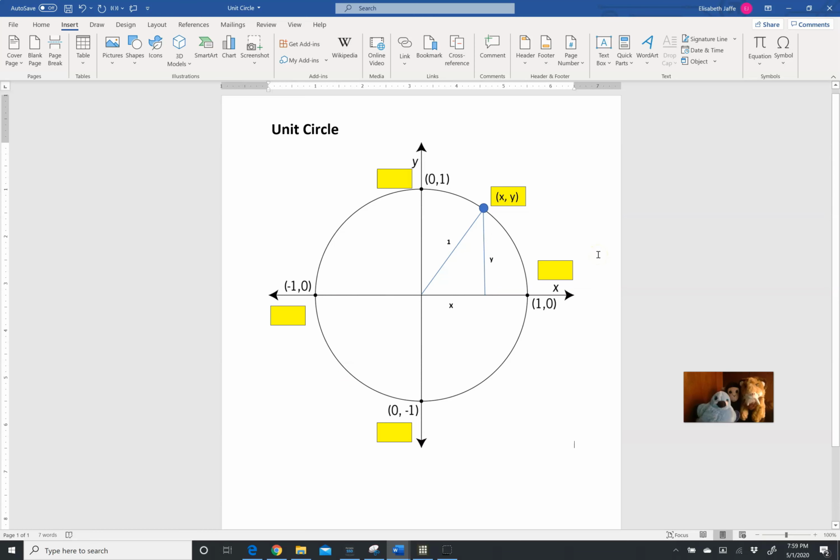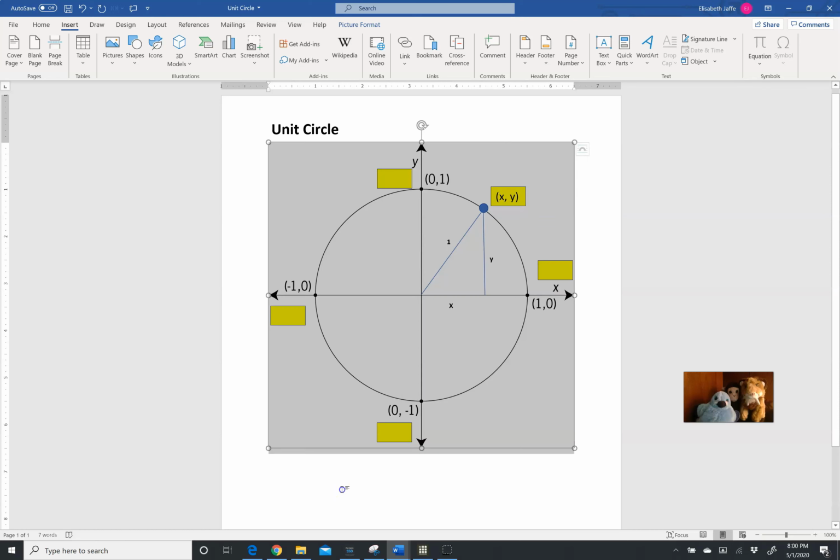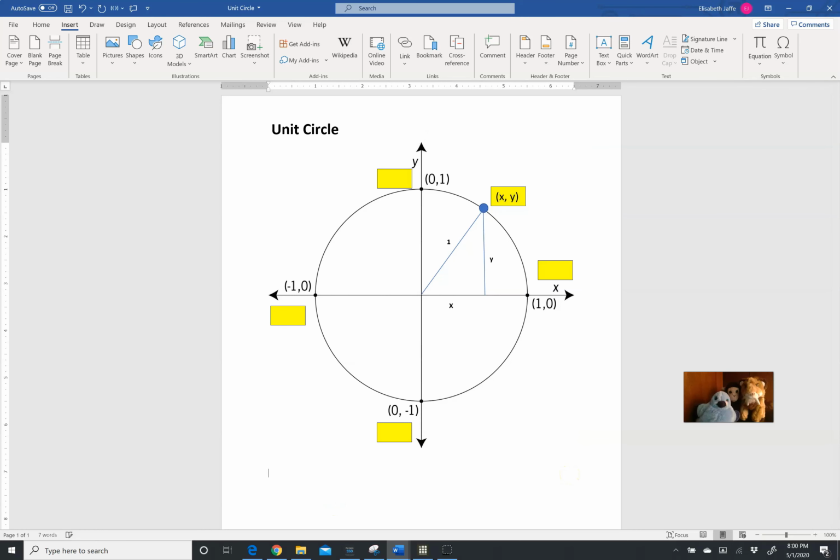And we can come up with a relationship between x and y then, okay? And the relationship is the Pythagorean theorem, okay? So the Pythagorean theorem says a squared plus b squared is equal to c squared.